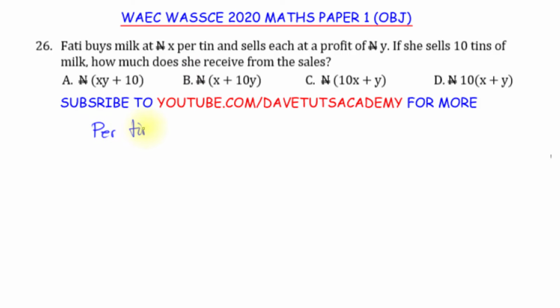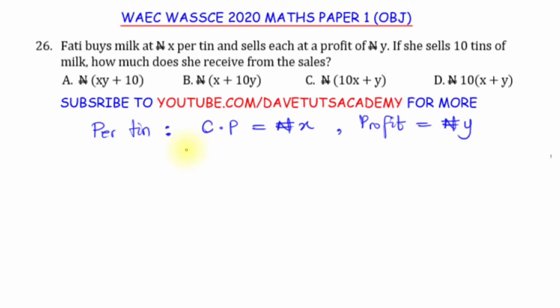Per tin, for a tin of milk, we have been told that the cost price is X naira. Okay, that's why we're told that Fatih buys milk at X naira per tin. Okay, then we're told that the profit for a particular tin, just one tin, is Y naira.